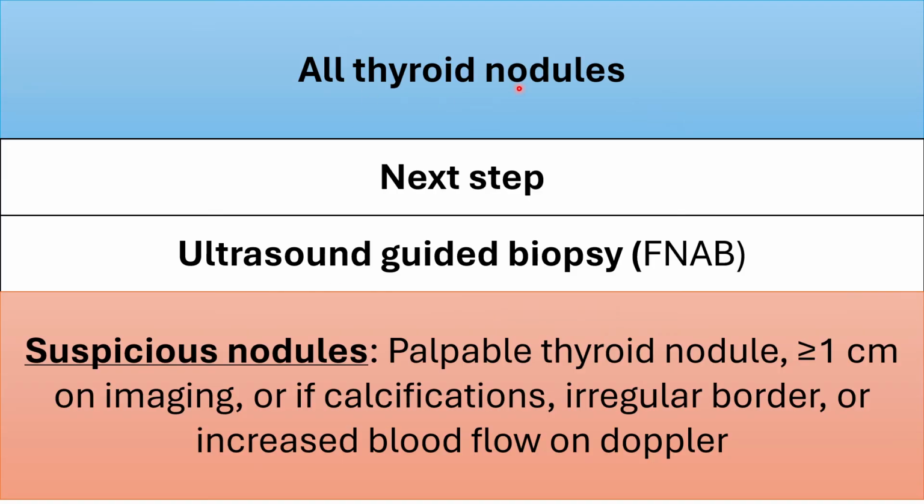For all thyroid nodules, the best next step is ultrasound-guided biopsy with fine needle aspiration. Very important to be familiar with suspicious nodules: palpable thyroid nodule, more than or equal to 1 cm in imaging, or if calcifications, or the border is irregular, or increased blood flow on Doppler ultrasound.